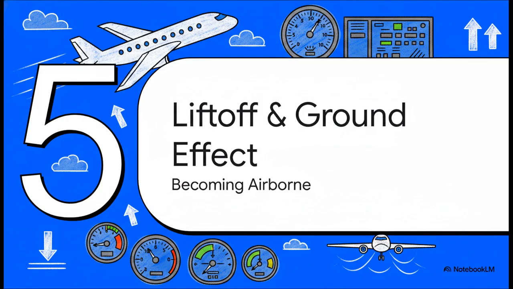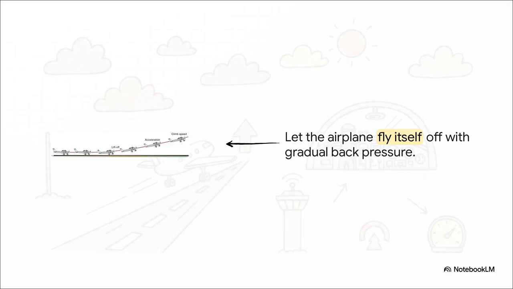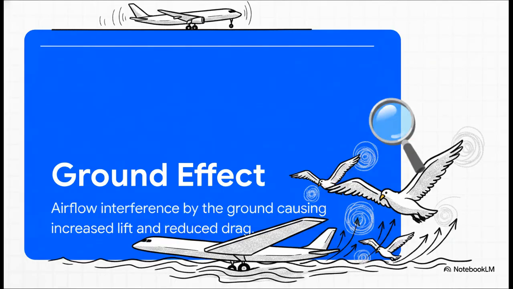Let's move to Section 5, Liftoff and Ground Effect. At this stage, whatever you do, don't force the airplane into the air. Just apply gradual back pressure and let the airplane fly itself off the runway smoothly. Once the main wheels actually leave the pavement, our immediate priority is to maintain a shallow climb. We want to let the aircraft accelerate to our optimal climb speed. If you pitch up way too steeply, way too early, you run the very real risk of settling right back down onto the runway.